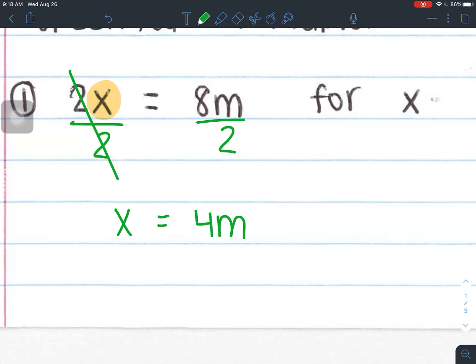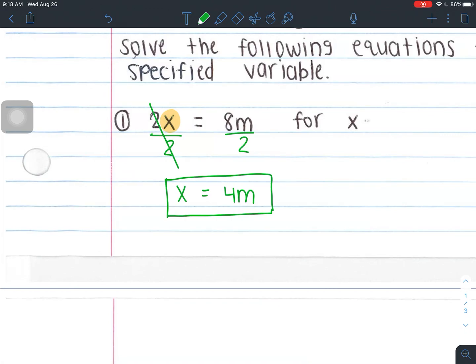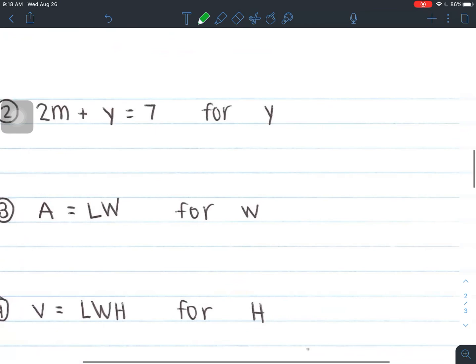Now, did we do what we were asked to do? Did we solve for x? Yes. So that means I'm finished. All I was asked to do was isolate x, and I did that. Now, it might look a little bit weird because there's still variables left over, but that's okay. You did what the goal was, right? You did what you needed to do.